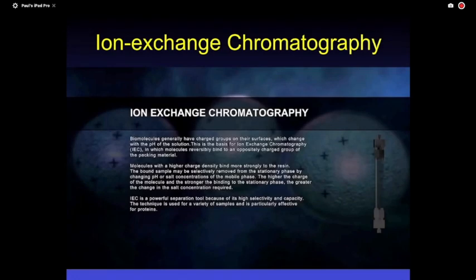All right. The next, ion exchange chromatography. What does ion exchange make you think about? Charges. Okay. We're going to separate by charge.